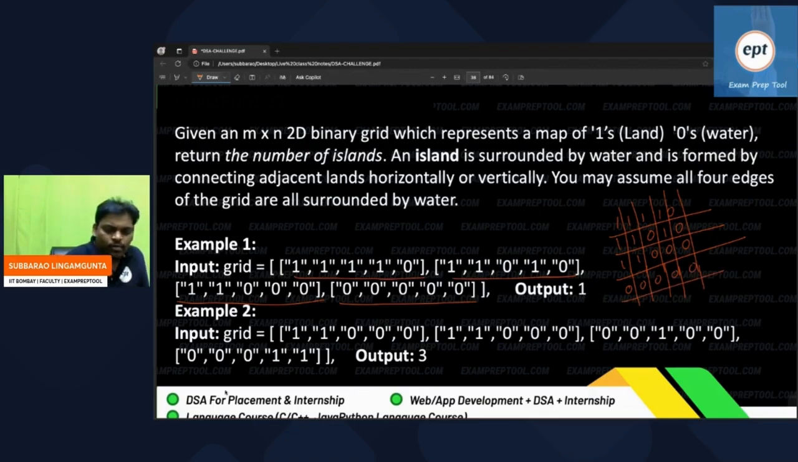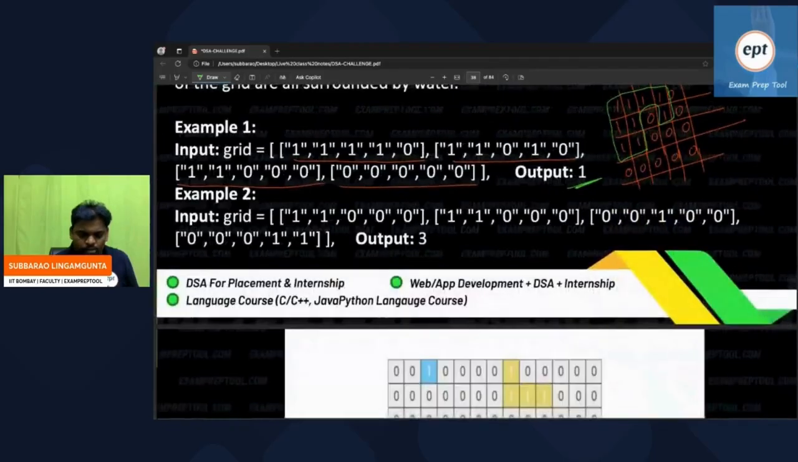You have to find out the number of islands. Let's check all adjacent ones. Remember, adjacent means horizontally or vertically. So I think this is one island. Let me know if I am wrong. So the output is 1. Number of islands you have to return. See, they all are adjacent.